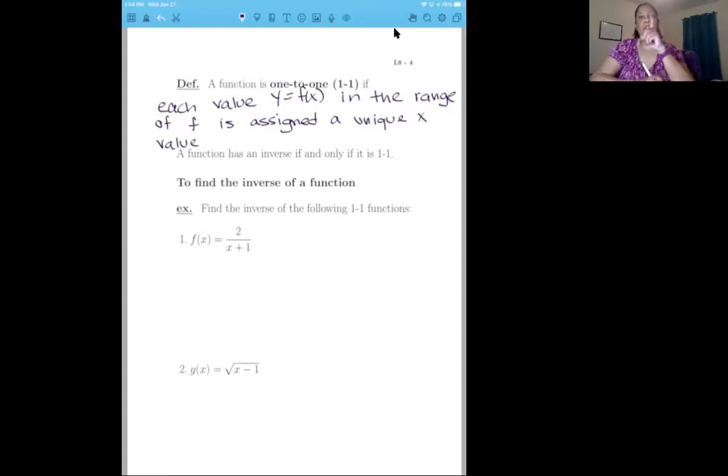So let's think about this. If I am a function, then I have to pass the vertical line test, right? Now, if my inverse is a function, then it needs to pass the horizontal line test, right? Because remember, the x values and the y values switch. I need my inverse to also be a function, so a function has an inverse if it is 1 to 1, and it must pass the horizontal line test.